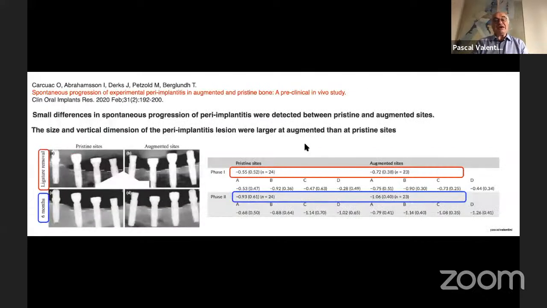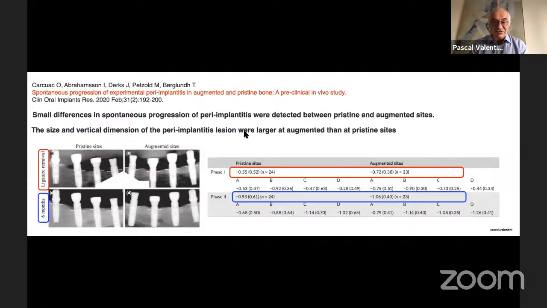So let's look at our studies. This is another very interesting study coming from Sweden, a very recent animal study. They induced experimental peri-implantitis in dogs, and compared the evolution of peri-implantitis in native bone without any bone augmentation and in augmented sites. Augmented sites were those treated with GBR, and then the experimental peri-implantitis was applied on those implants. There was no difference regarding the prevalence when we compare the pristine site and the augmented site.